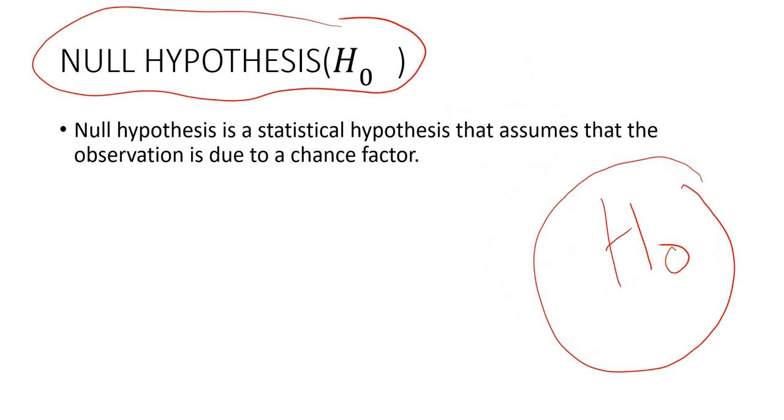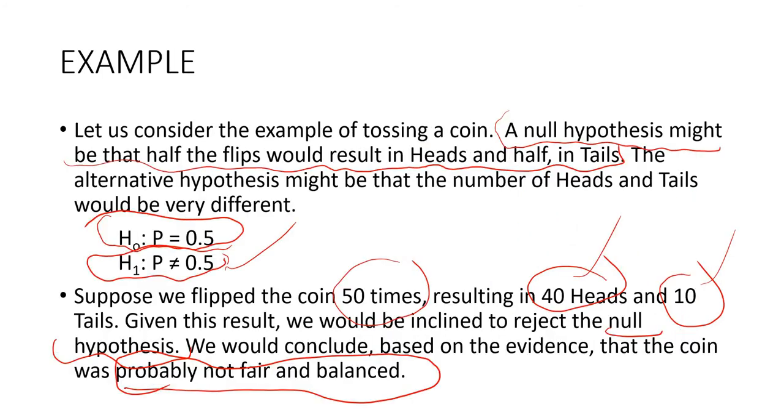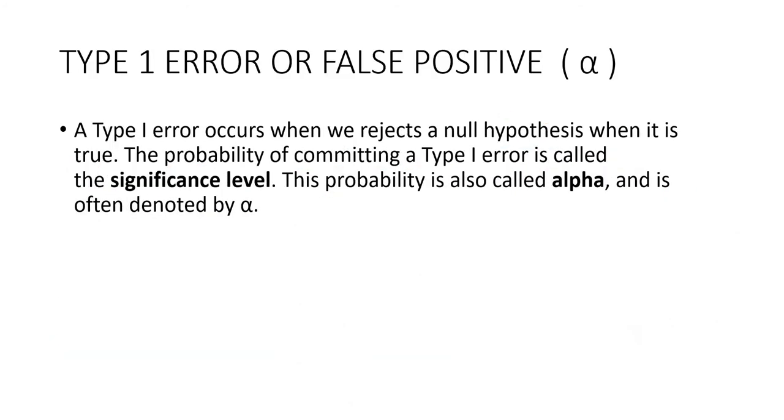Null hypothesis is denoted by the letter H0 and alternative hypothesis is denoted by the letter H1. It is based on the observations and the experiments. From this example, you understood clearly.